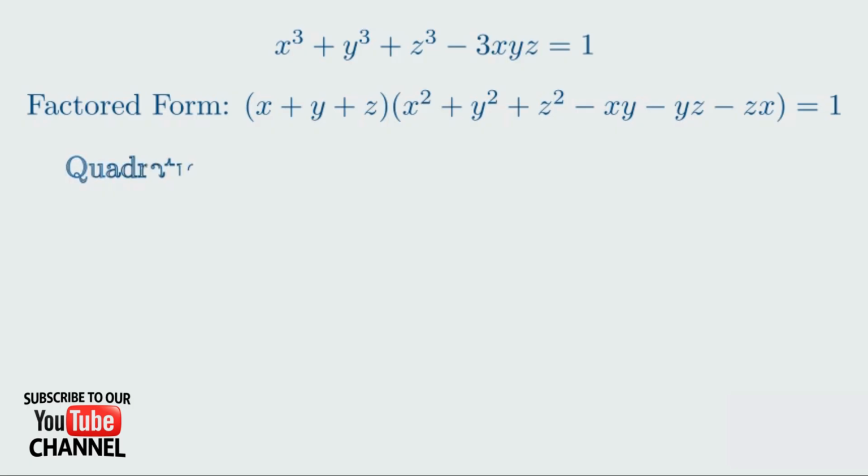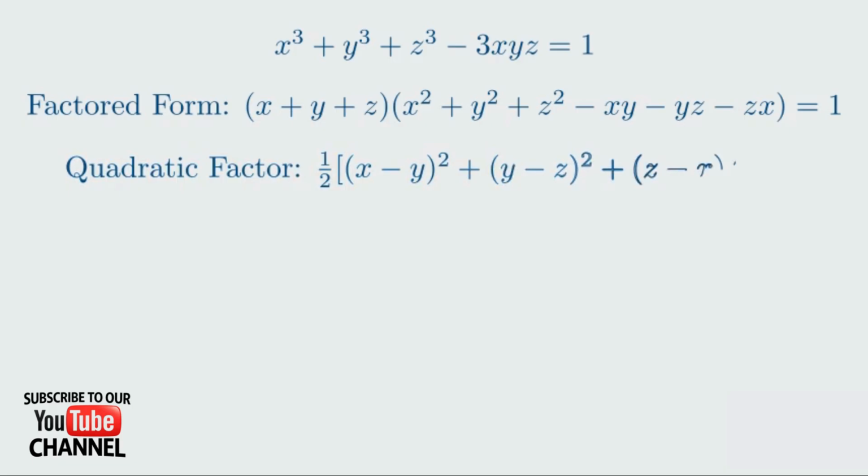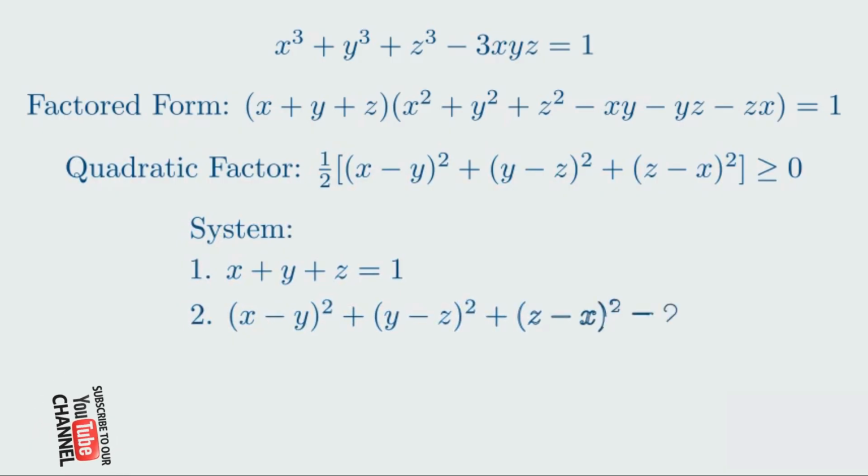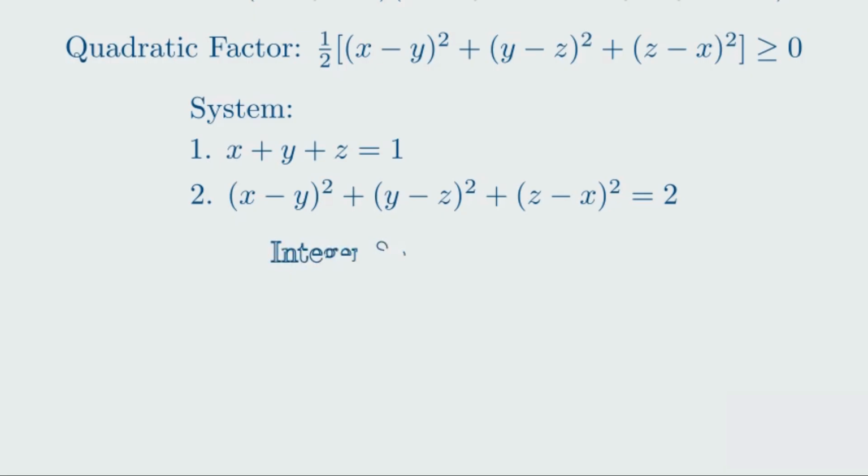This form, 1/2 times the sum of squares, proved that the factor must be non-negative. This was essential for eliminating one of our two cases. This left us with the system of equations: x plus y plus z equals 1, and the sum of the squared differences, (x minus y) squared plus (y minus z) squared plus (z minus x) squared, equals 2. By finding the integer possibilities for the differences and solving the resulting systems, we found all the integer solutions to the original equation. The three integer solutions are 1, 0, 0; 0, 1, 0; and 0, 0, 1.